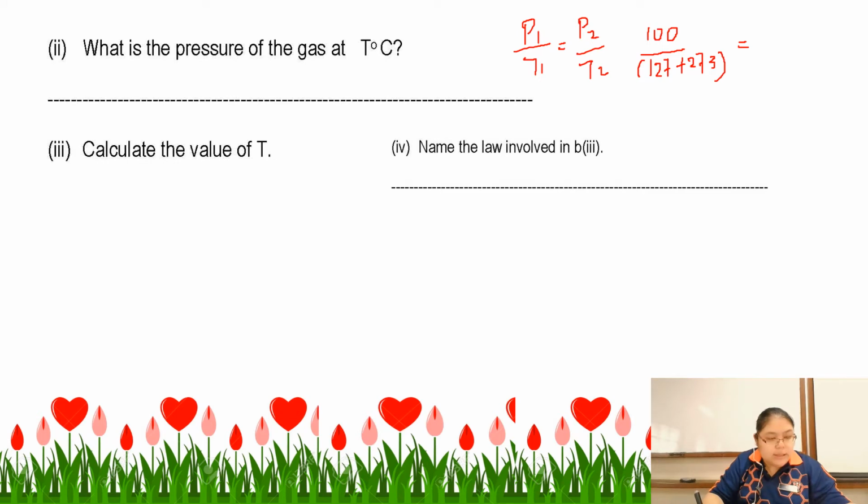P2 is the situation when the mercury level X is at the top. That means I draw again the just now diagram. So this one is the diagram from just now.